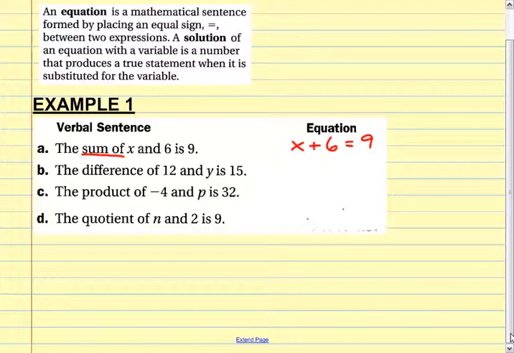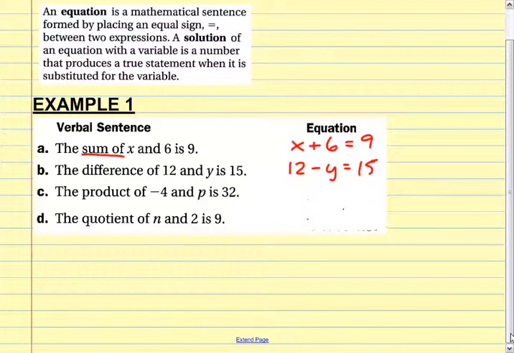Hannah, will you do the next one for me? It says the difference of 12 and y is 15. What is a difference? Difference is the answer to a subtraction. It is. And what are the two things that we're subtracting? You are subtracting 12 and y. Okay, so we'll do it in that order. 12 minus y, and that is 15. Okay, is means equals, and then we just write 15 there. Well done.